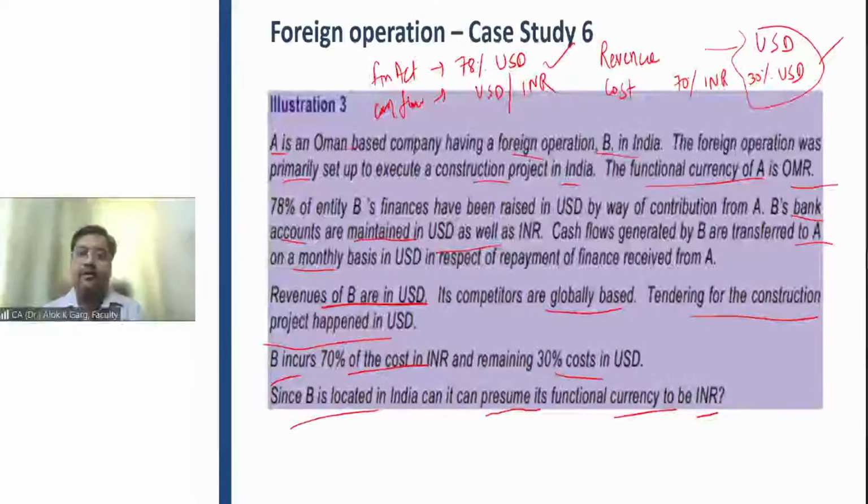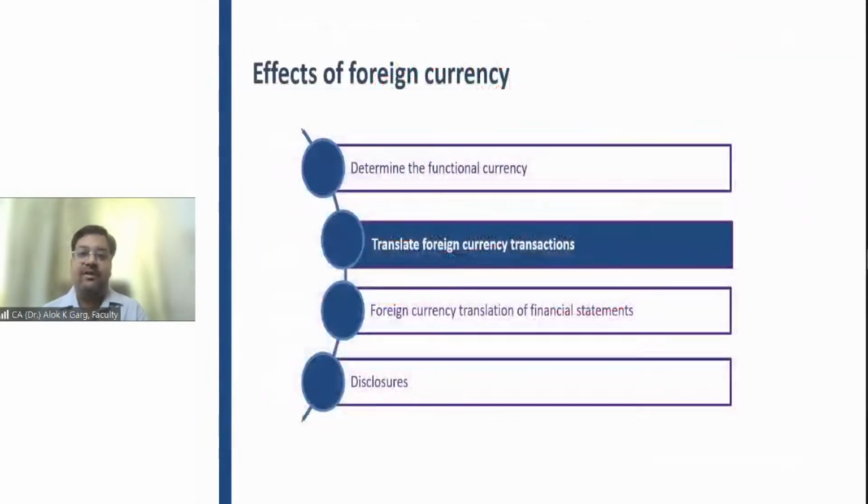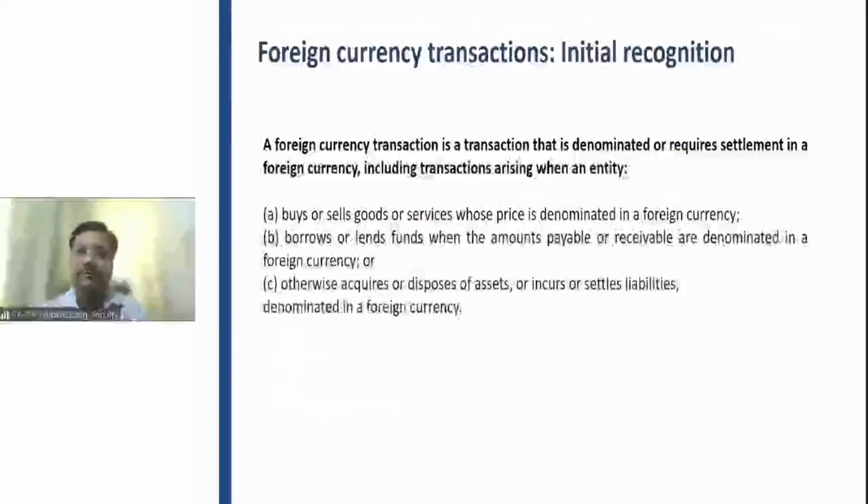Then we discussed the foreign operations case study, 2 or 3 case studies, right? Where illustration number 3, we have also discussed from study material in which you have seen that this subsidiary is not dependent on the parent and hence this subsidiary has its own currency, own functional currency, right? Then we have discussed in case of a foreign currency transaction, the initial recognition would be at spot rate. Spot rate means the rate on the date of transaction.